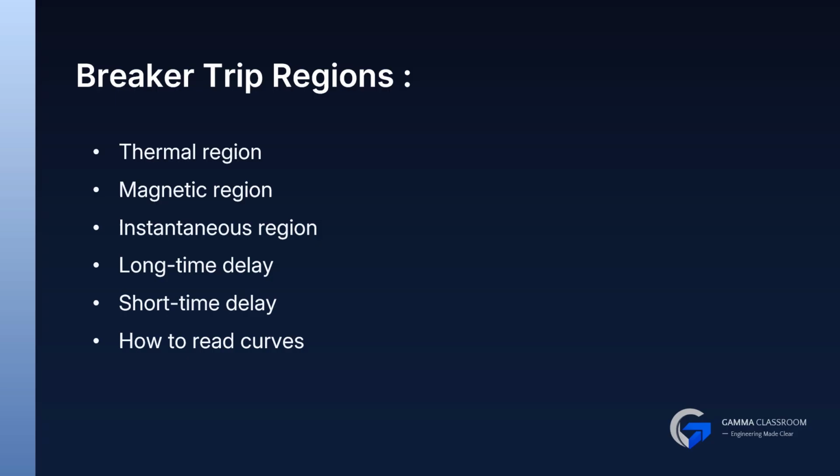Breakers respond differently depending on current level. The thermal region handles overloads slowly. The magnetic region reacts faster to short circuits, and the instantaneous region trips immediately during severe faults.